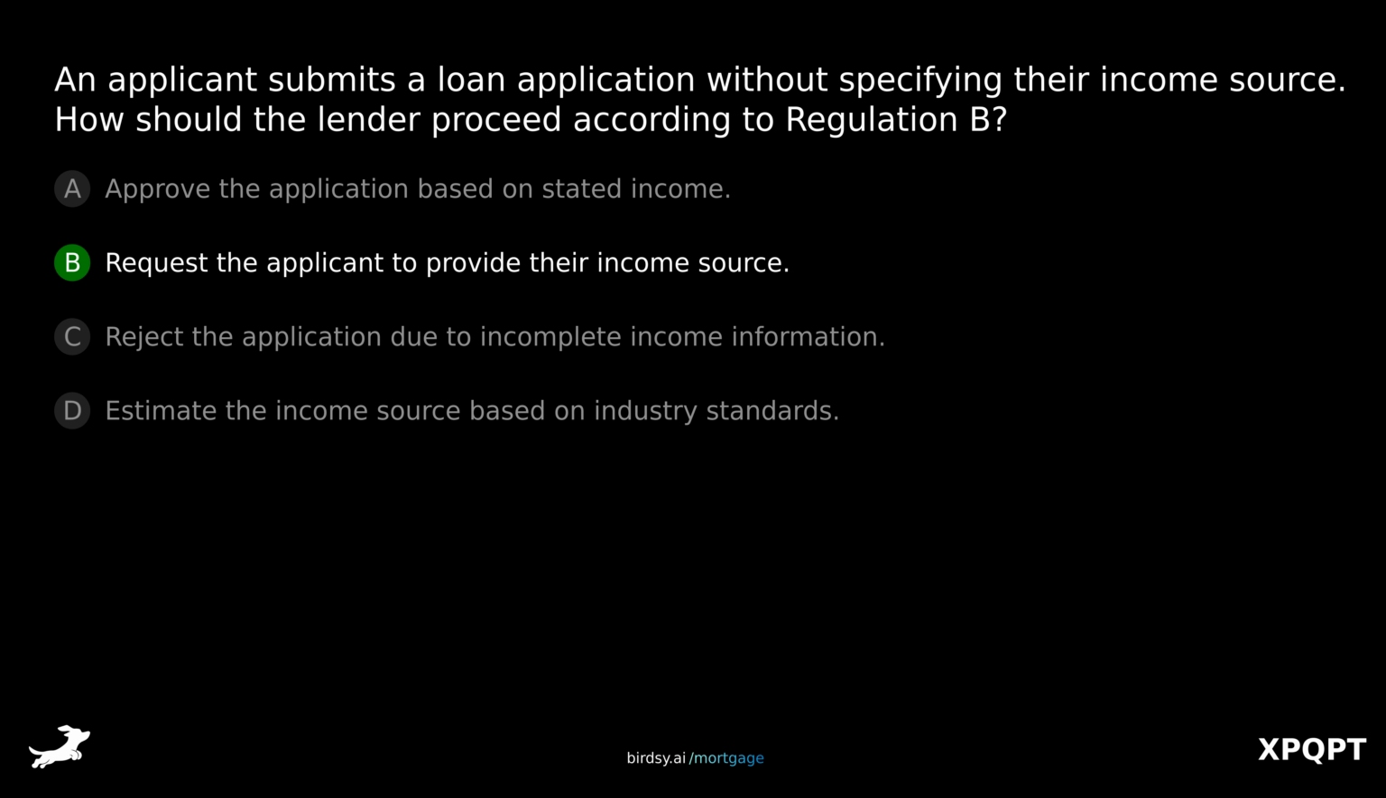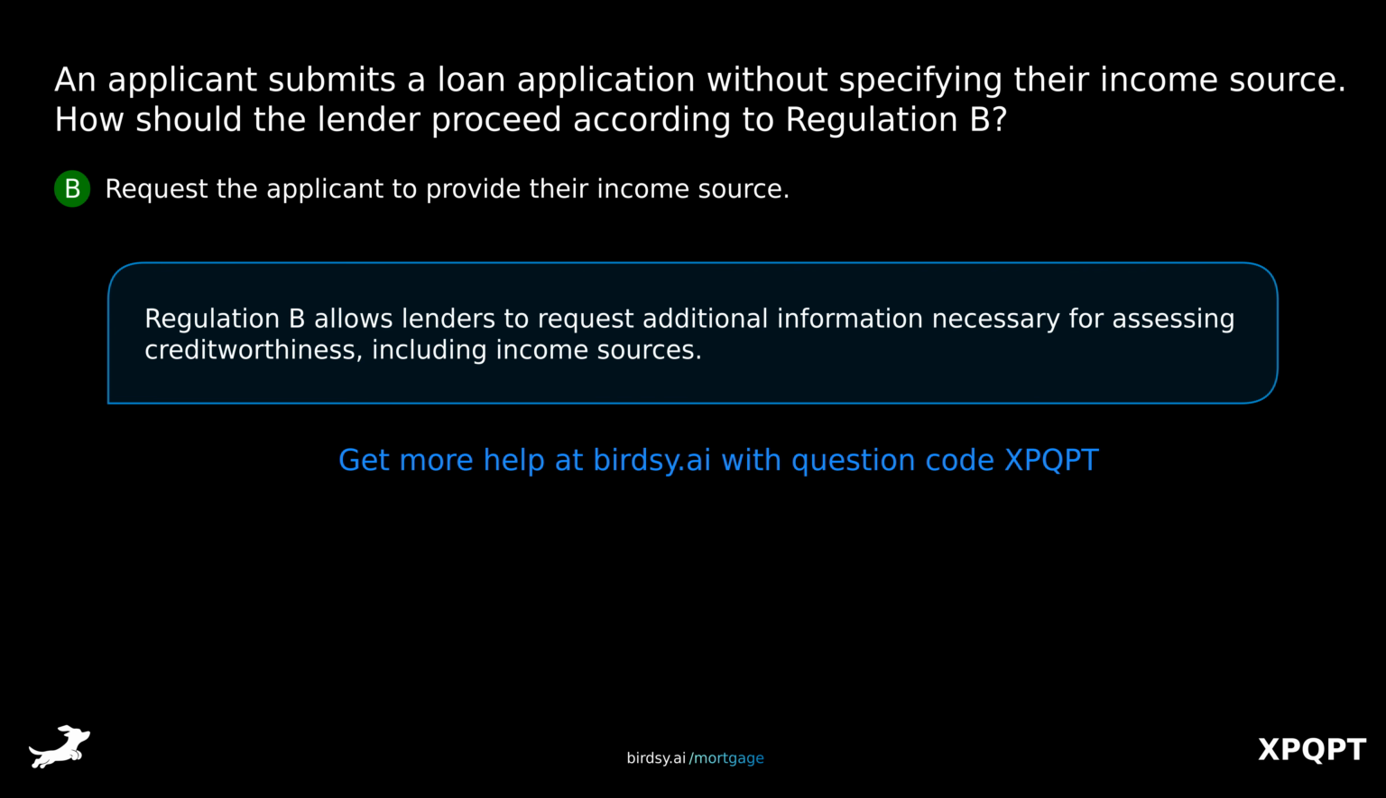The answer is B, request the applicant to provide their income source. Regulation B allows lenders to request additional information necessary for assessing creditworthiness, including income sources.